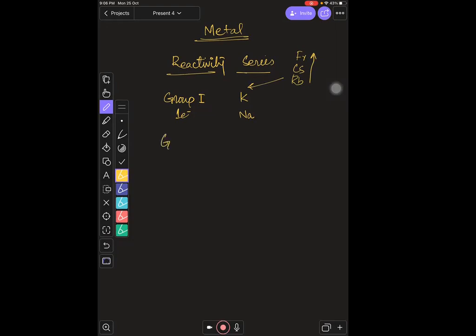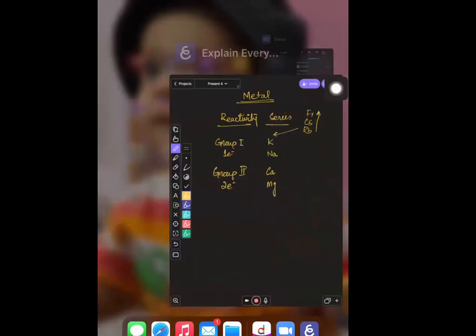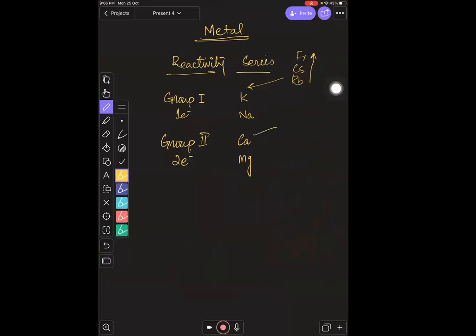Then definitely when we move towards group number 2, they have 2 electrons in the outermost shell, so they are a little less reactive than the first group. And same as when we move down the group, the reactivity increases, so we can place them in reversed form. So first calcium, then magnesium. Again, magnesium, calcium, strontium, barium, radium. We have a lot of elements in group 2 as well, but we just need to place these two. In fact, we can place strontium, barium, radium as well, but we just need to place these two, right?